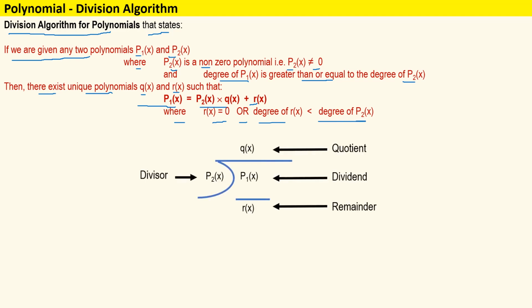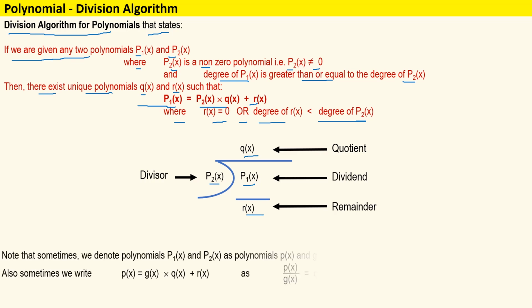And if we look at this picture, we can see that the divisor is represented by p2(x), the quotient is q(x), the dividend is p1(x), and the remainder is the polynomial r(x). Also, sometimes we denote these polynomials p1(x) and p2(x) as polynomials p(x) and g(x) respectively.